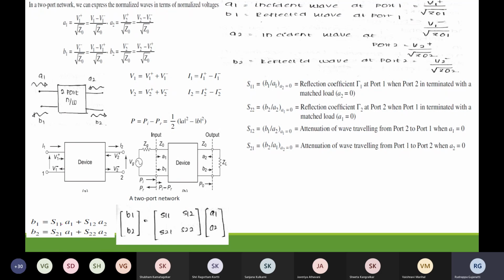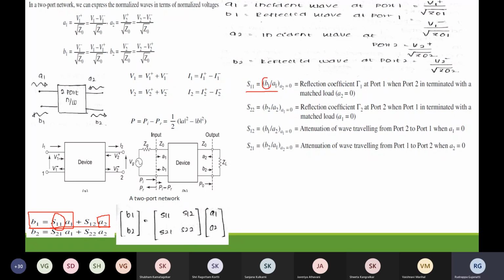So here, for example, if I consider this parameter and I want to measure S11, I have to make A2 equal to 0. When A2 is equal to 0, this equation turns out to be B1 is equal to S11 into A1. Therefore S11 will be equal to B1 divided by A1.